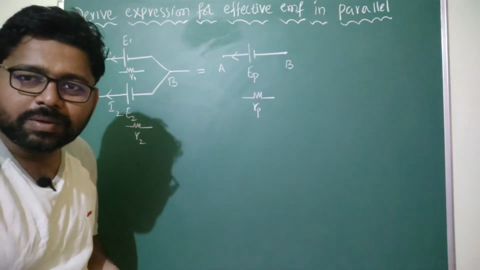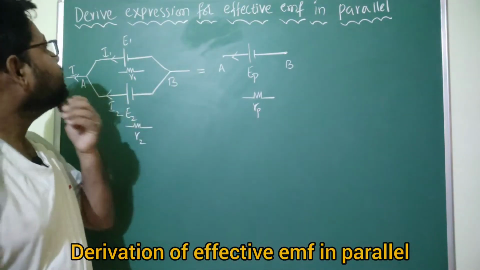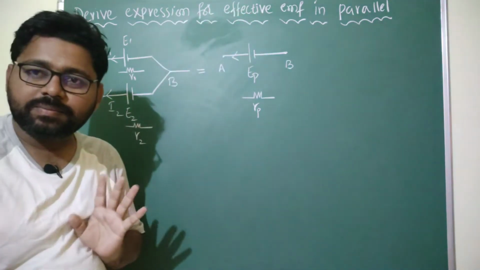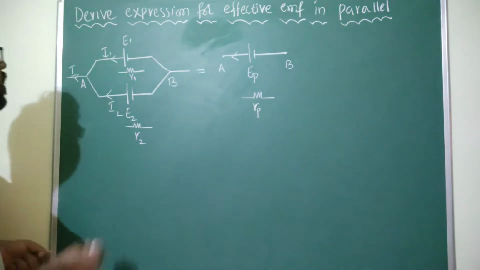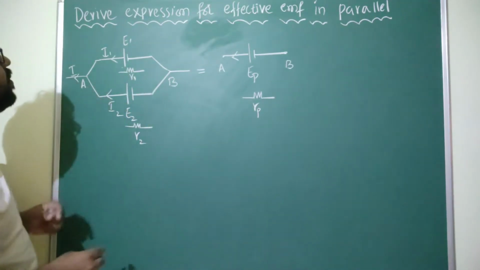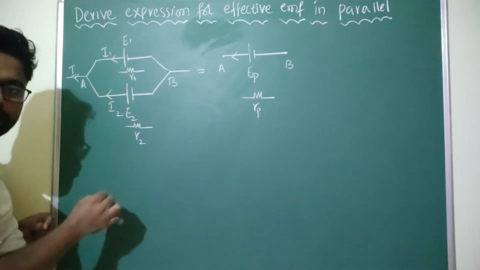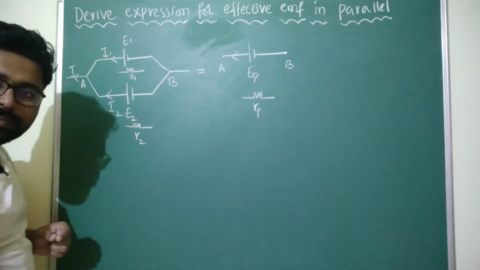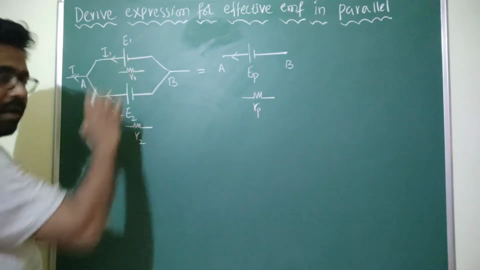Good evening. So we'll start a derivation on effective EMF in parallel. Now you can see here two cells are connected. Their individual EMFs are E1 and E2, and their individual internal resistances are R1 and R2. And they are connected in parallel.